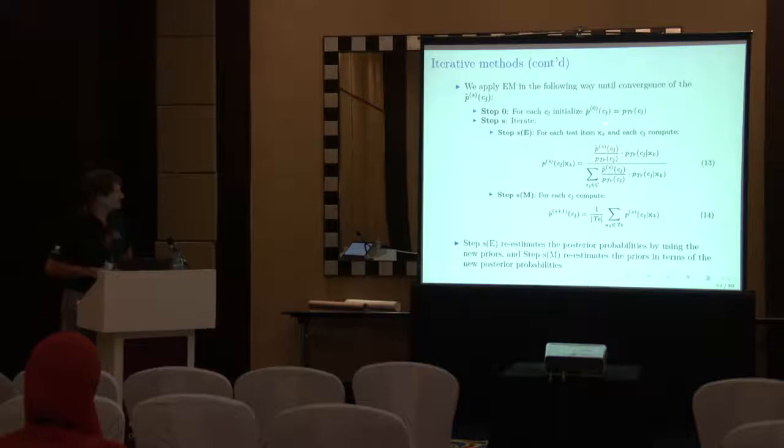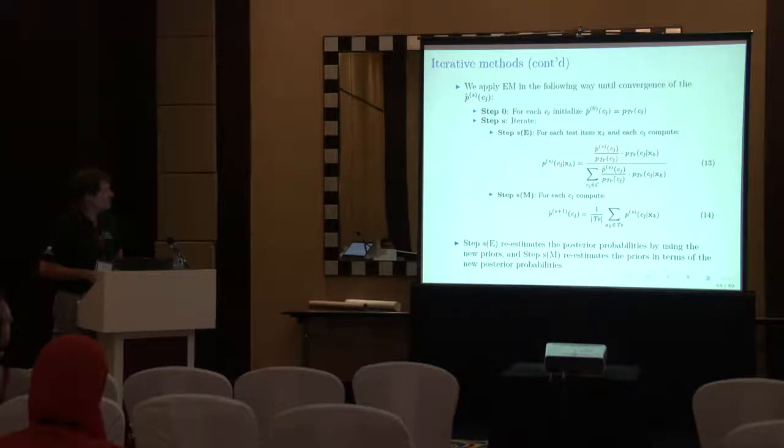So let's look at the iteration. At initialization, step 0, in each step we compute a posterior probability, the posterior probability of the class given the example, and we compute a new class prior of the class. We initialize the algorithm by saying that our initial class priors are the ones that we estimate from the training set. Easy. Then we iterate these two steps.